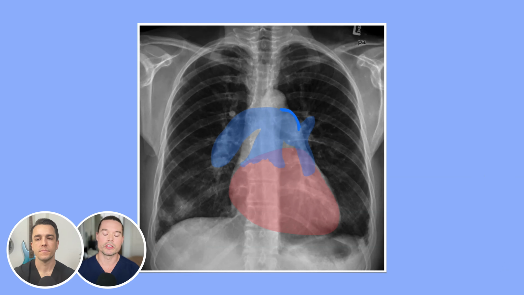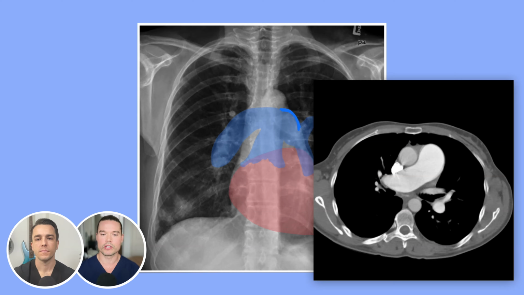Now, if we look at this patient's CT scan, this is an axial cut right in the middle of their chest. You can see how large that pulmonary trunk is compared to the ascending aorta. Our normal ratio should be around 1-to-1 or less than that. Usually the pulmonary trunk is going to be slightly smaller than our ascending aorta. And in this case, that pulmonary trunk is massive.